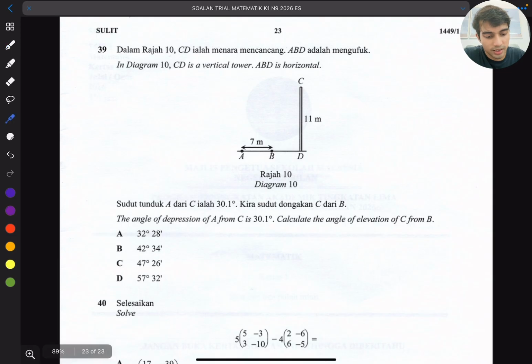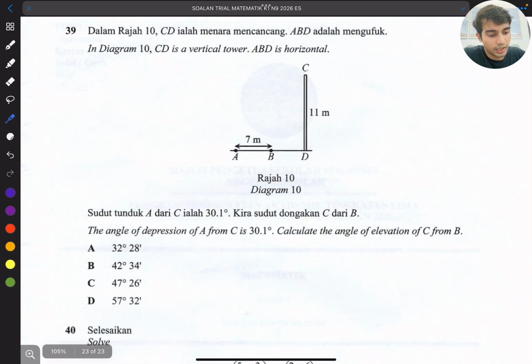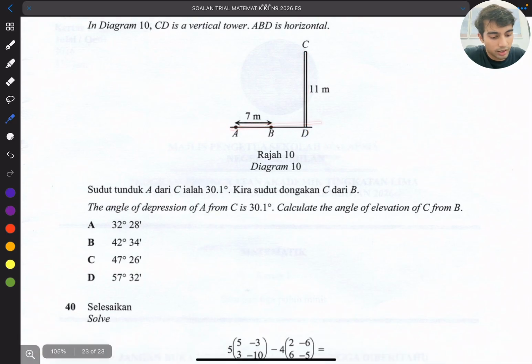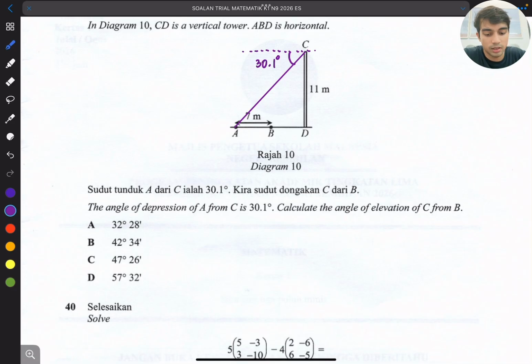39. In diagram 10, CD is a vertical tower. ABD is horizontal. Angle of depression of A from C. So you want to find angle of depression, you first draw a line AC first. Angle of depression means it is going down. So this angle of depression, they said, is 30.1 degrees. So since this is horizontal, this is also horizontal. If this is 30.1, here also 30.1.